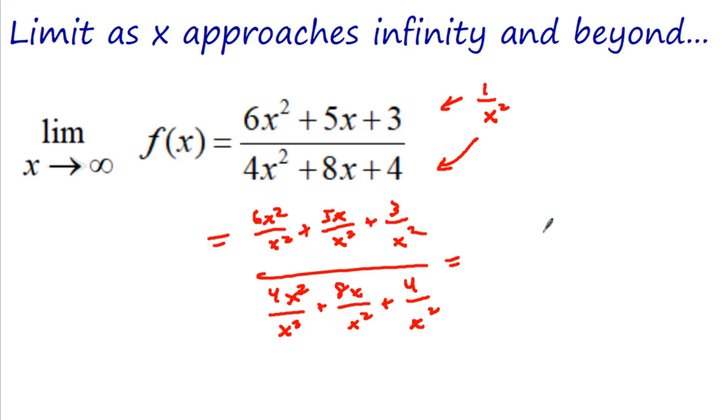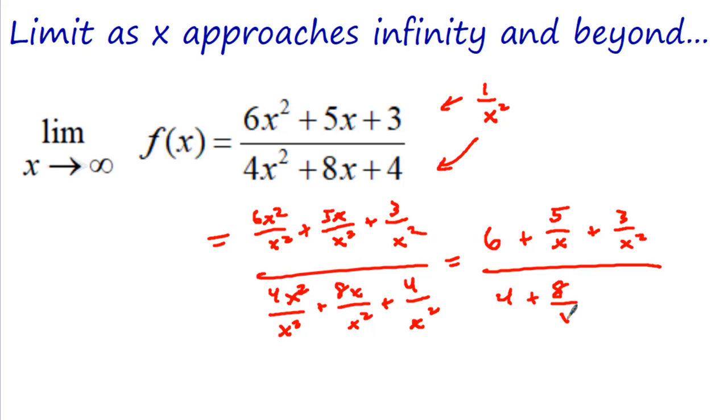So what happens? What's 6x squared divided by x squared? We get 6. What's 5x divided by x squared? That's 5 over x, isn't it? The next one is 3 over x squared. That was my numerator. My denominator was 4x squared divided by x squared. That's 4. What's 8x divided by x squared? That's 8 over x. And our last one is 4 over x squared.